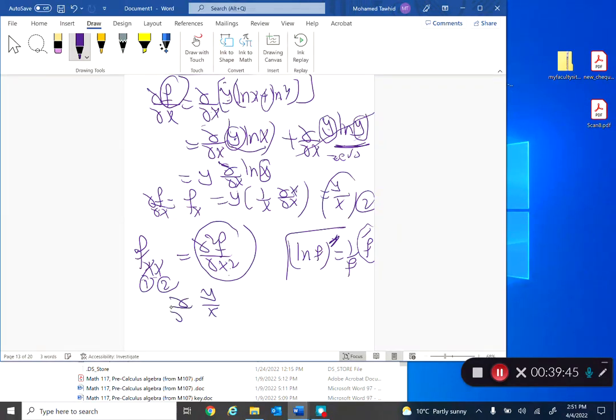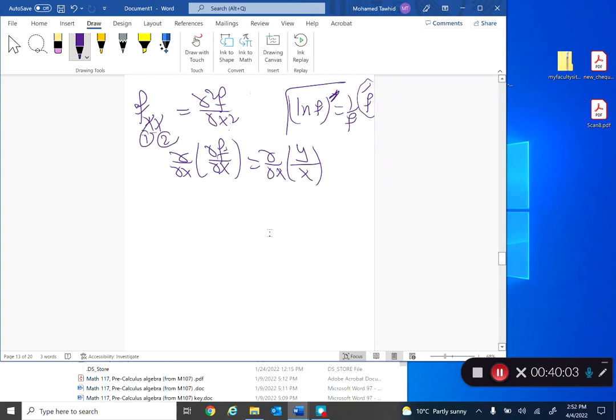So I have to take the derivative of the first derivative. If you want, I could write it like this: d by dx of df by dx, which is y over x. So now, how to take the derivative of y over x? I'm taking the derivative with respect to x.